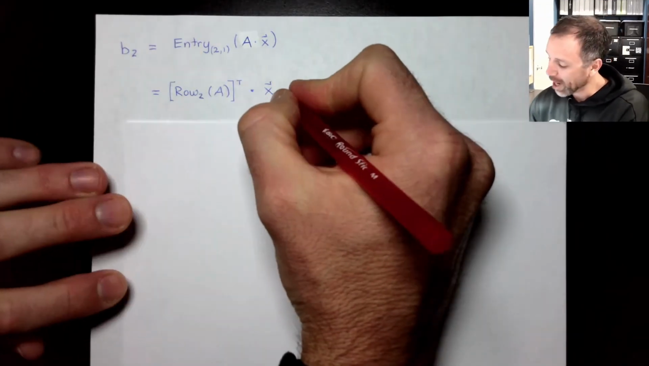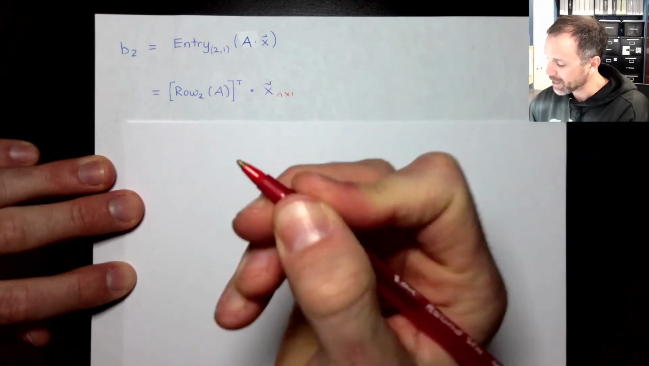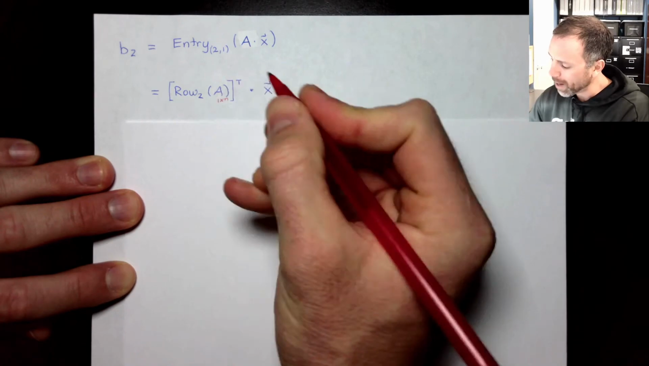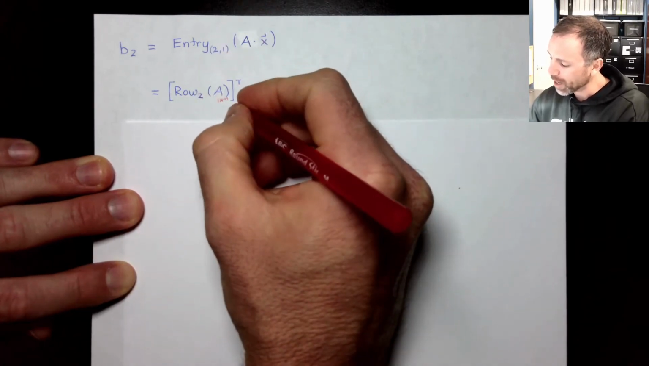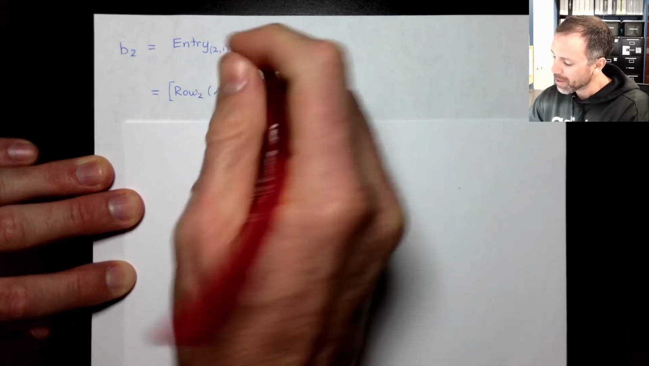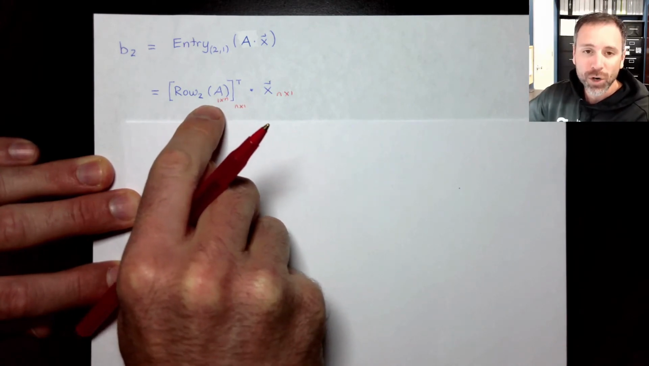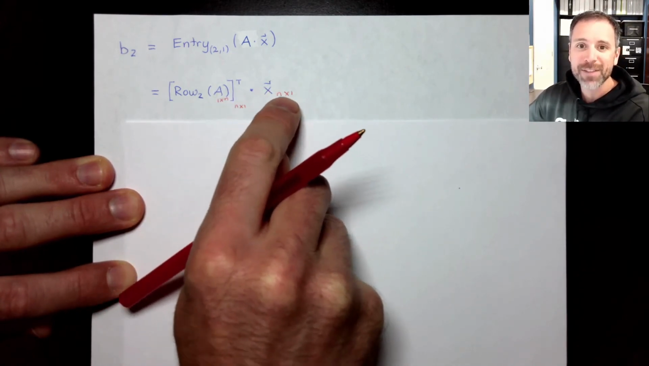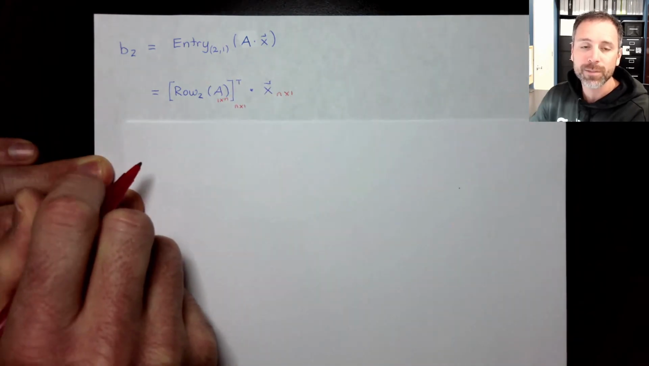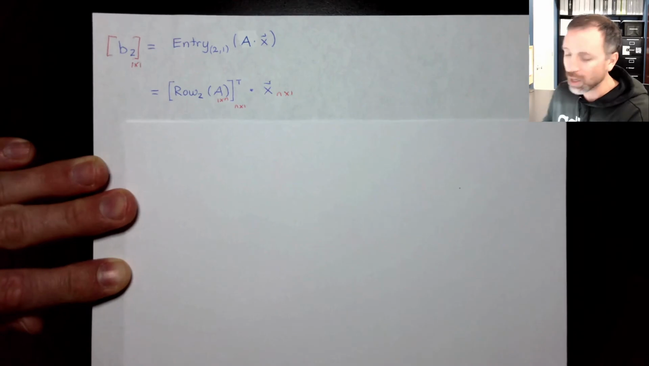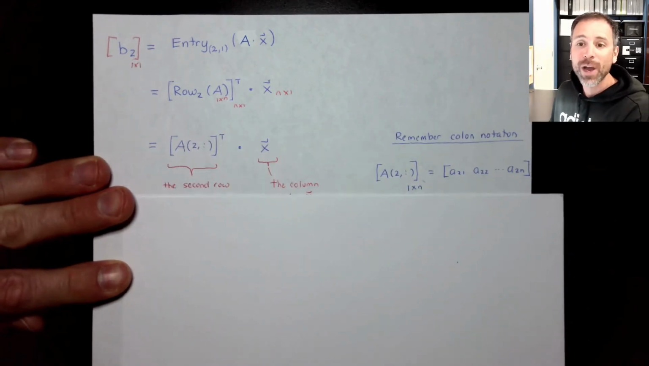Of course, I can't help but get in the habit of analyzing dimensions. x is an n by 1. Row 2 of A is going to be a 1 by n, which means when I transpose it, I'm going to get an n by 1. This must be a dot product because I'm multiplying the vector on the left by the vector on the right, and they have the exact same dimensions. That's exactly what we expect in a dot product. The output of a dot product has to be a scalar, so this is going to be a 1 by 1. Let's go ahead and write this.